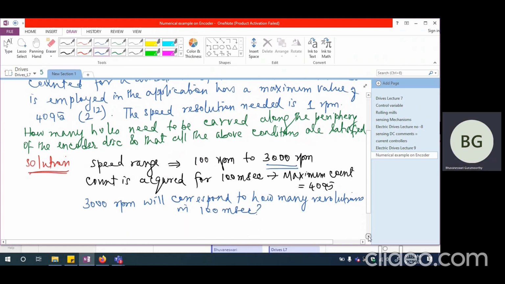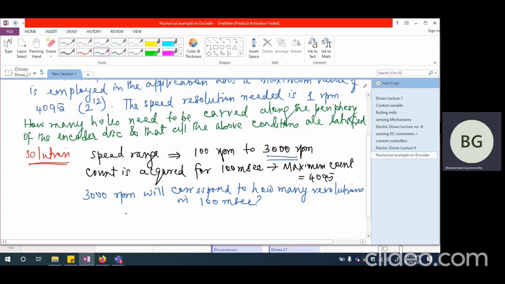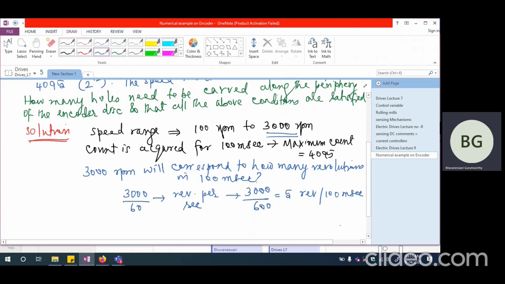First of all, let us try to get that. 3000 divided by 60 will give me revolutions per second or revolutions per 1000 millisecond. So 3000 divided by 600, right? That is going to be 5 revolutions per 100 millisecond. And 5 revolutions per 100 millisecond should not exceed 4095 count.